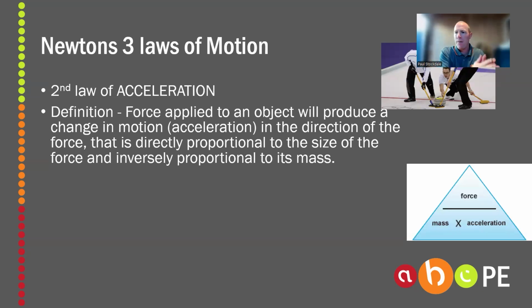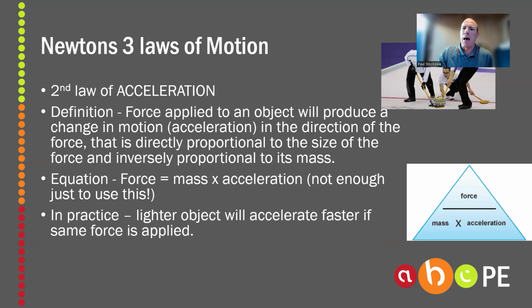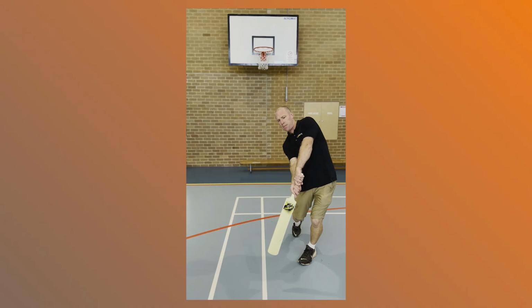So what it means is a heavier object will accelerate slower when the force is the same, whereas a lighter object will accelerate faster. So mass down, acceleration up. Light object will accelerate faster. So again, just using that definition, just using that equation, is not enough. You need to give that full sentence. And let's have a look at this in reality.